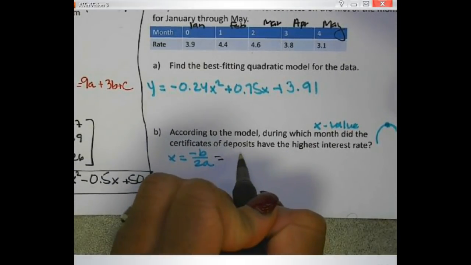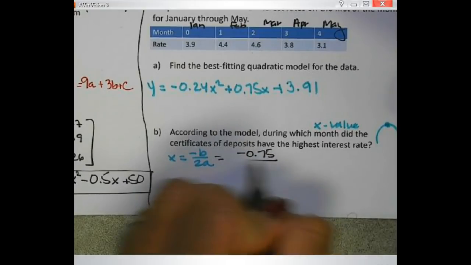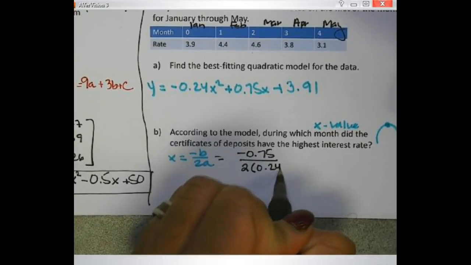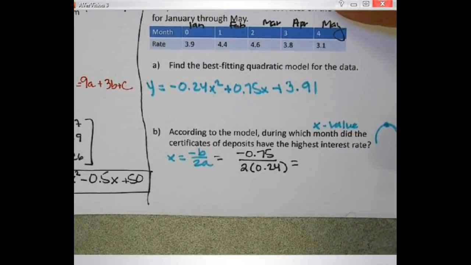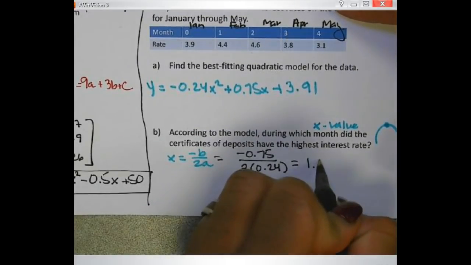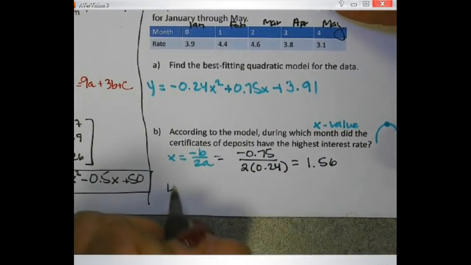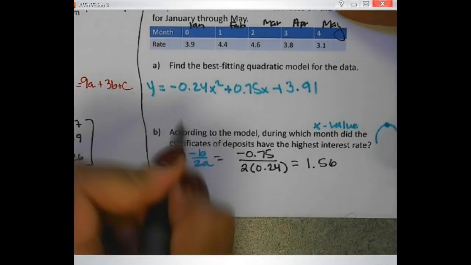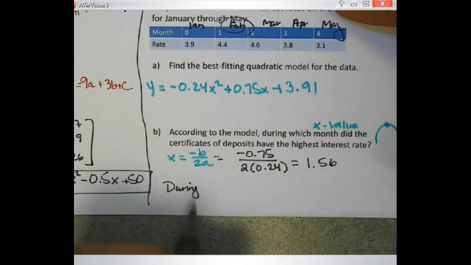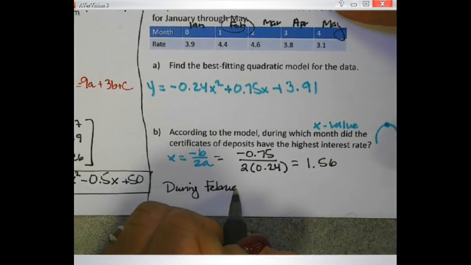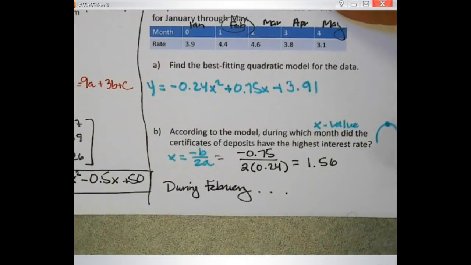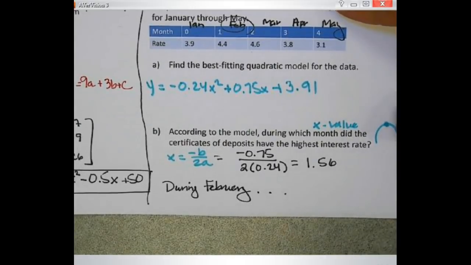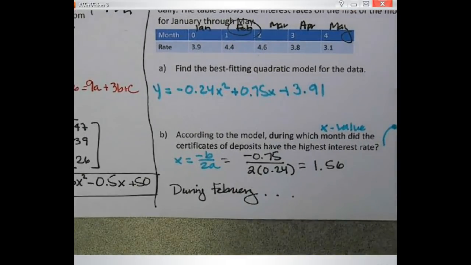So this is going to be negative 0.75 over 2 times 0.24. And then you can do that math in your head like me, or you can use a calculator like I actually did in real life and get 1.56. So the month of 1 is going to be February. During February, the certificate deposits have the highest interest rate. I'm going to let you write your own sentences for that one because I'm going to skedaddle and go on to the next page for us. Okay.